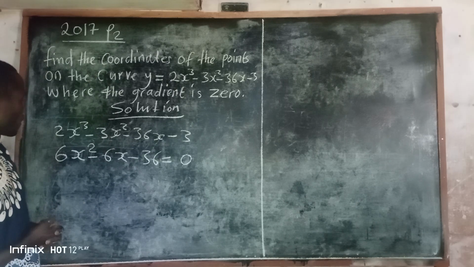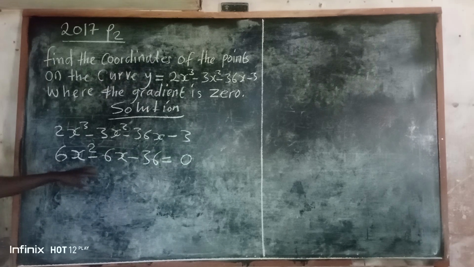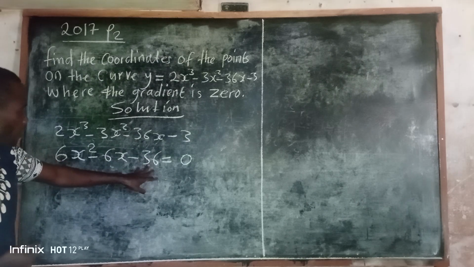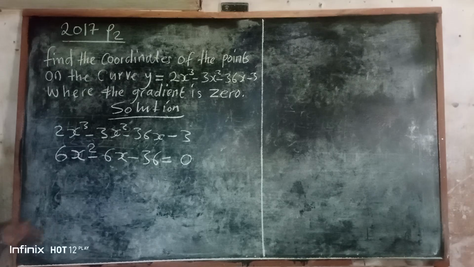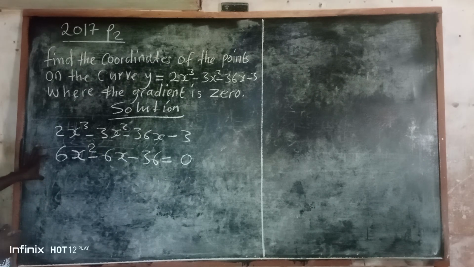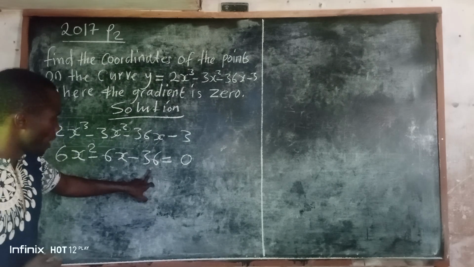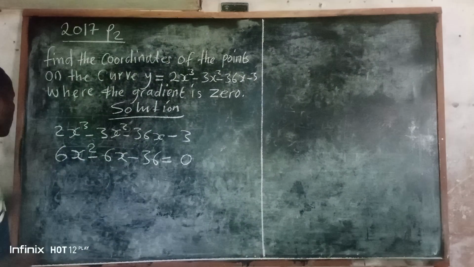Then we proceed. Looking at the expression that we have here, we have 6 as a coefficient. I think we can look for a number that can go into these terms so that we can reduce them. What is that number? Automatically, the common factor of these numbers is 6. 6 can go into each of them. So let us use 6.